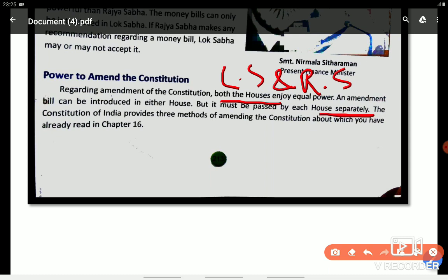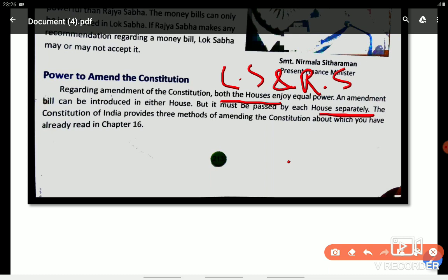The Constitution of India provides three methods of amending the Constitution. In chapter 16, we discussed the three procedures of amendment: by simple majority, by special majority, and by special majority and ratification. But most of the provisions of the Constitution are amended by special majority.